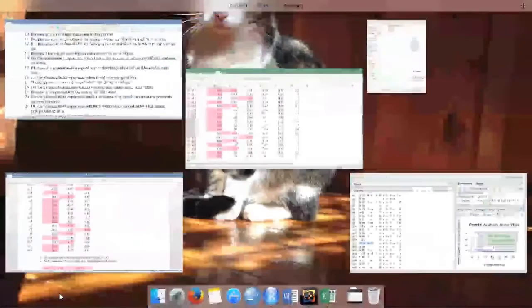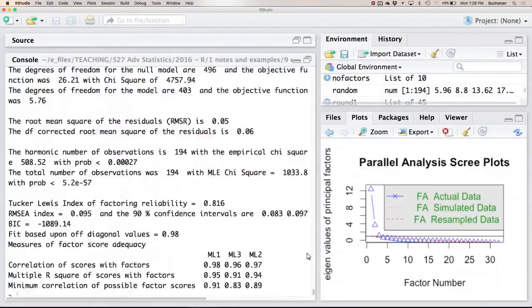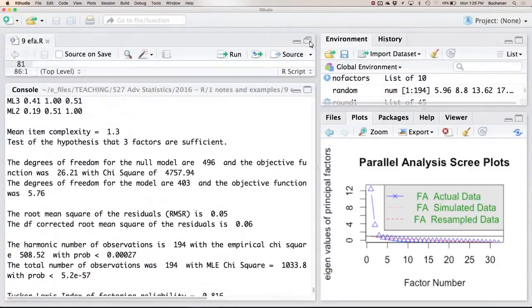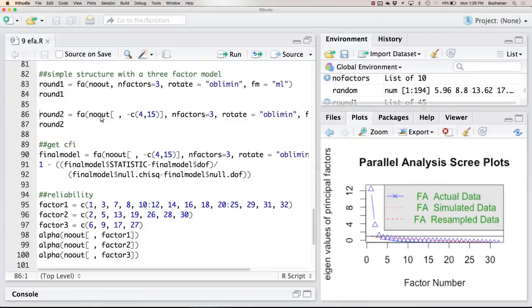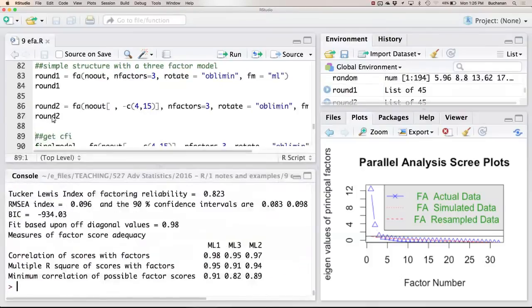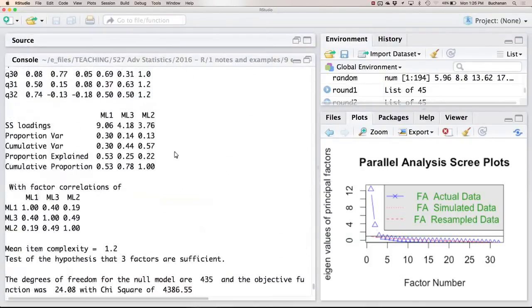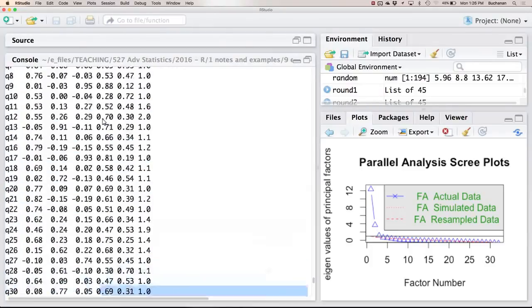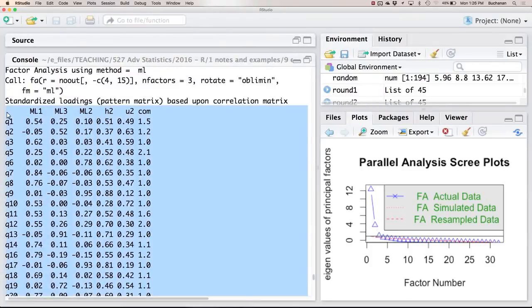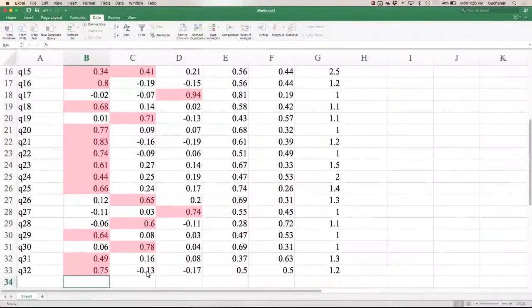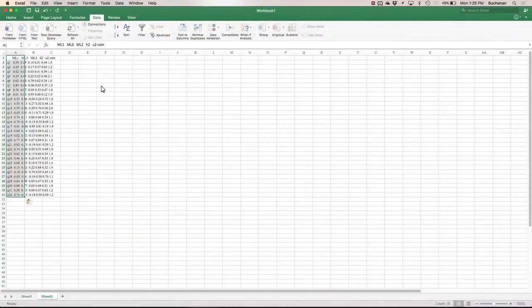So before I even look at any of the stuff on the bottom, so none of this crap down here, I'm going to rerun that again. I've called it round 2. And I've dropped column, so minus column 14 and 15. Just got rid of them. And so I would do that exact same thing again. Take all this stuff, dump it into Excel.